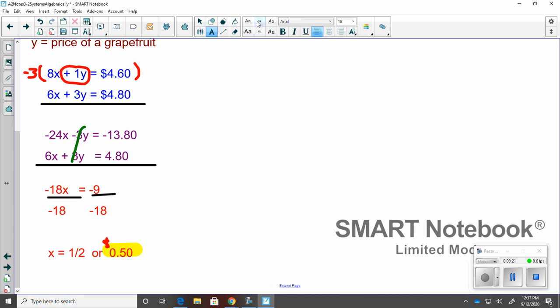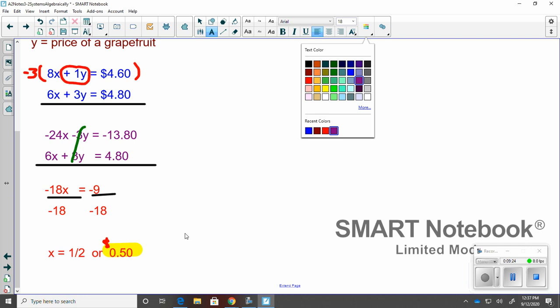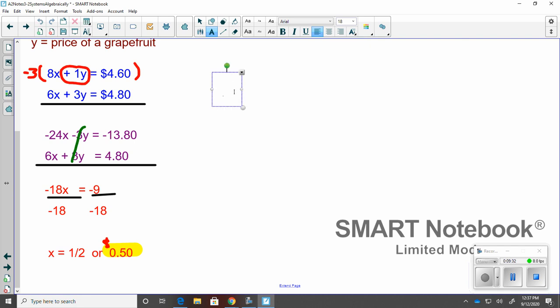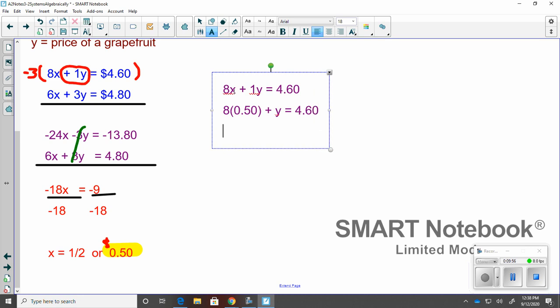And then I go back and look for the y value, and the last time we did this with elimination, I told you could pick either of the two top equations. It really doesn't matter. They both work. I'm going to recopy the top one. And then underneath, I'm going to say 8 times 0.50, plus y is equal to 4.60. 8 times 0.5 is just 4.